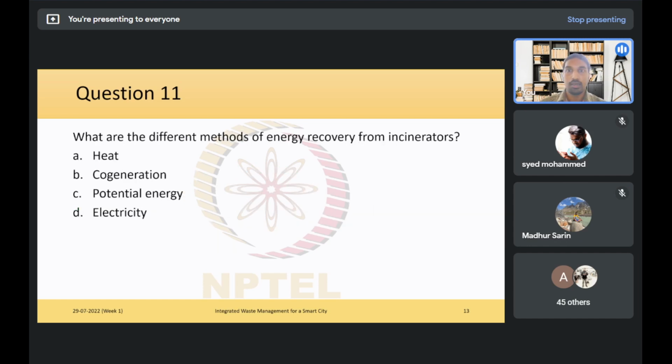What are the different methods of energy recovery from incinerators? So we have four options: heat, cogeneration, potential energy, and electricity.